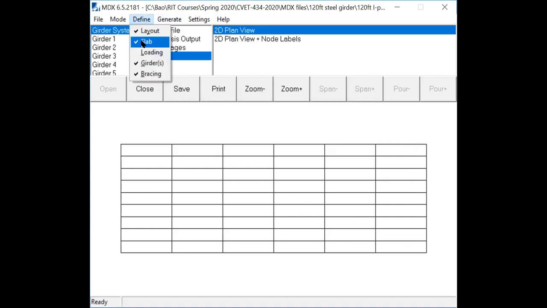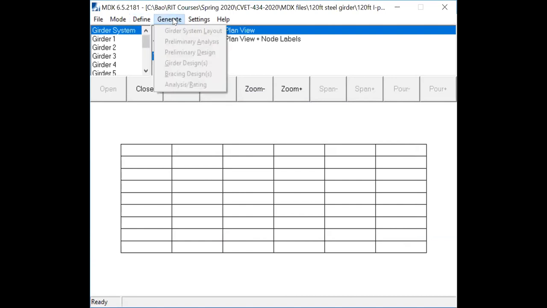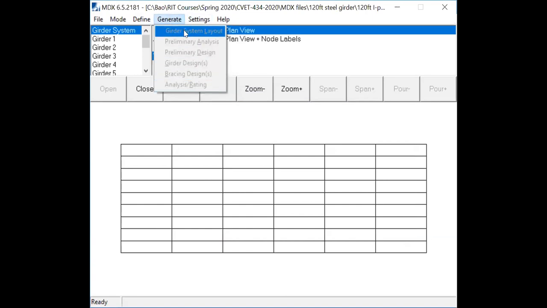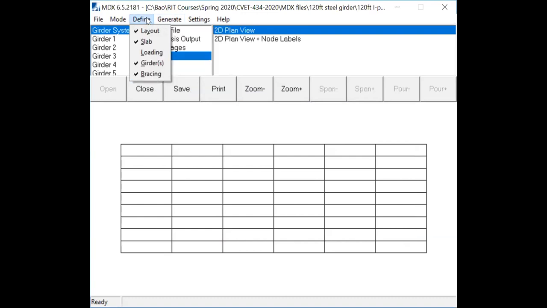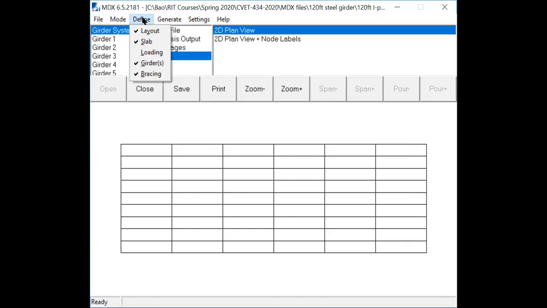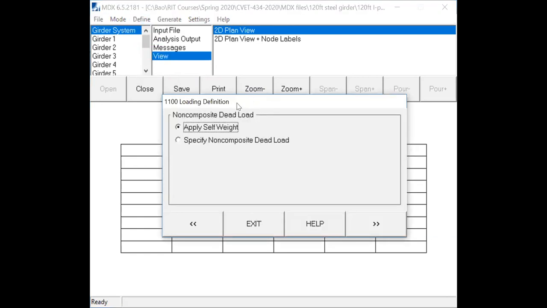And then after we put this bracing, now the loading part becomes active. So now you still cannot generate analysis rating because this is all gray color, meaning this is not active, and you need to define all before you can generate rating. So for this define, the last piece will be loading. Okay, so I click loading.